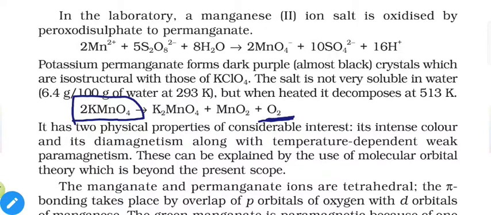These can be explained by the use of molecular orbital theory, which is beyond the present scope. The MO theory of this complex molecule is very hard, and it has very complex explanations. That's why we are not going to discuss it in this unit.